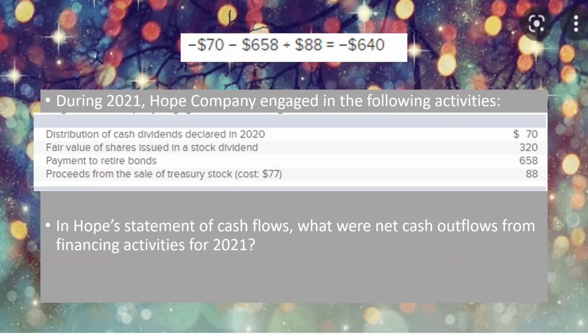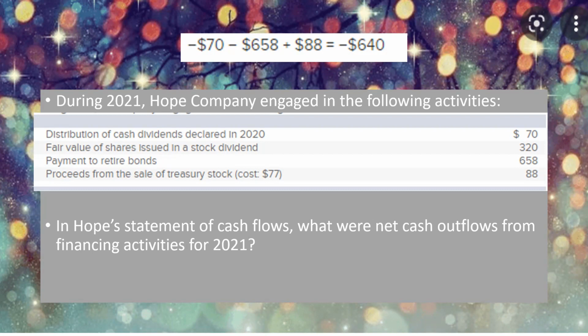All right, so not all of this has to do with financing. So you just have to go through and determine which ones of these is for financing activities. So the distribution of cash dividends is going to be a decrease in cash. They're paying this out to the shareholders. And this is financing because these are shares that they issued in order to bring in some capital. Now, the next one is the fair value of shares issued in stock dividend. Stock dividend has nothing to do with cash, so do not include that one.